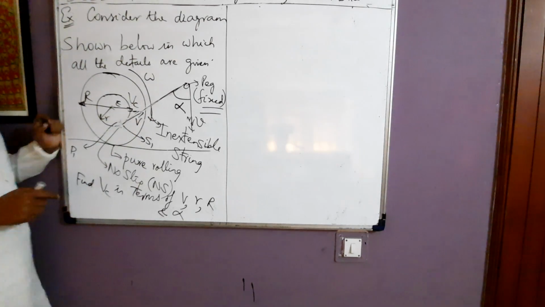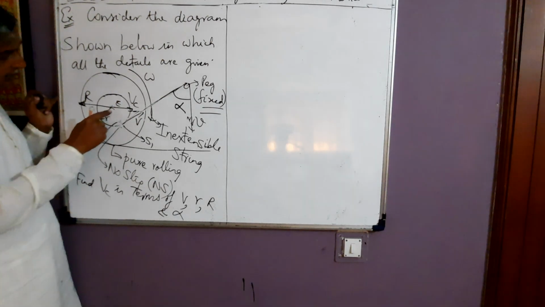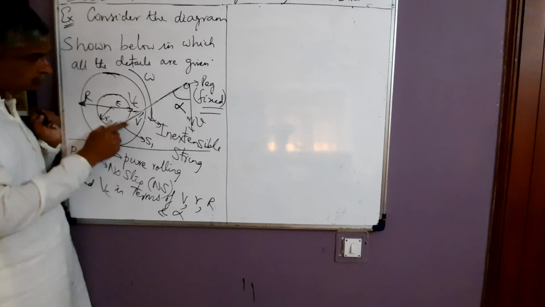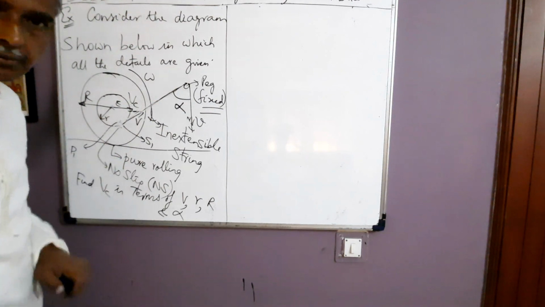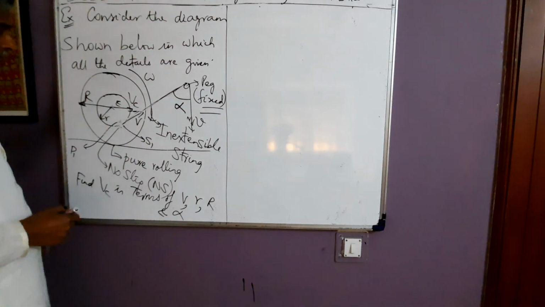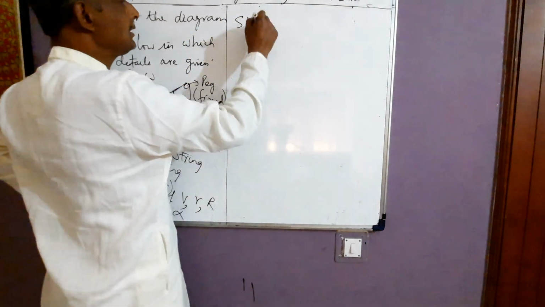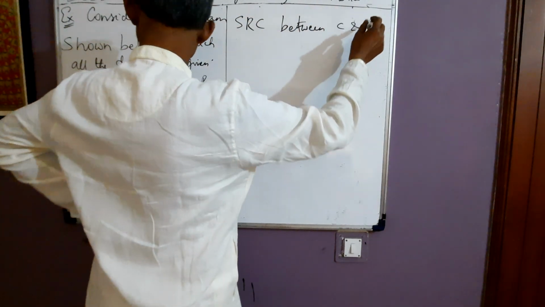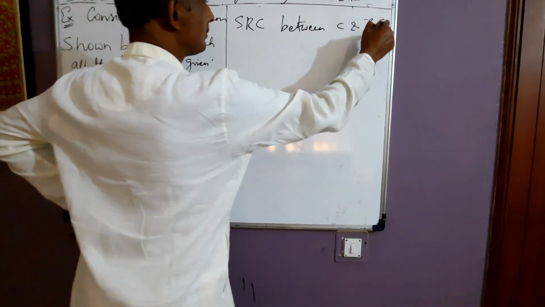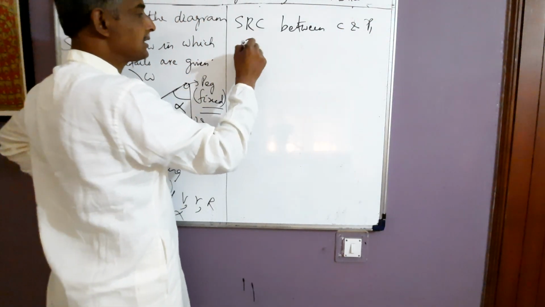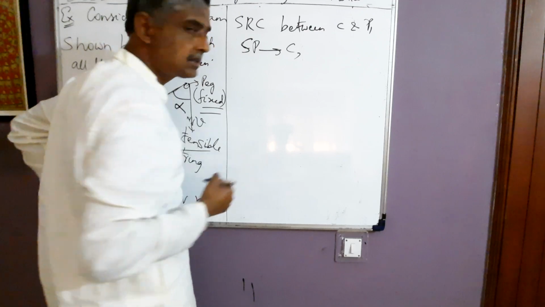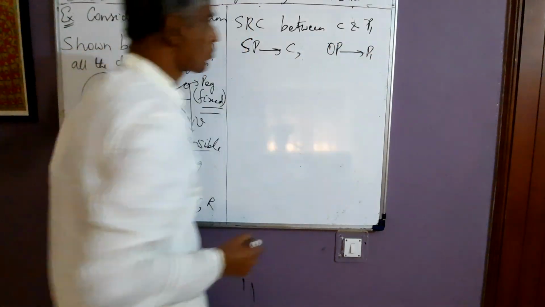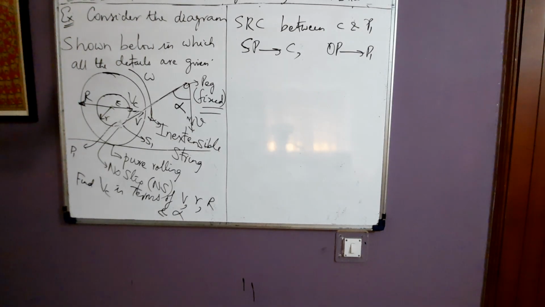Okay. So now what we do, first we apply SRC between C and P1, and then equate the component of velocity of P1 along the string equal to V. Then we'll get the value of Vc. Alright. So SRC between C and P1. We take SP arrow C, C is the selected point, and OP arrow P1. SP arrow C, OP arrow P1.